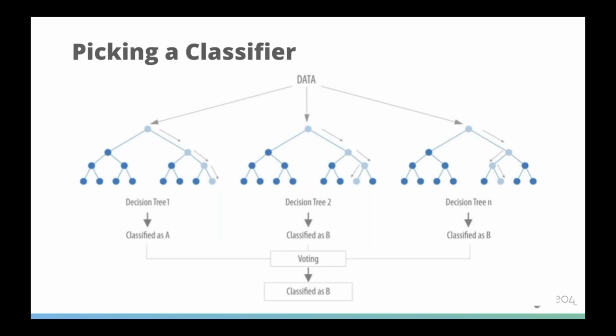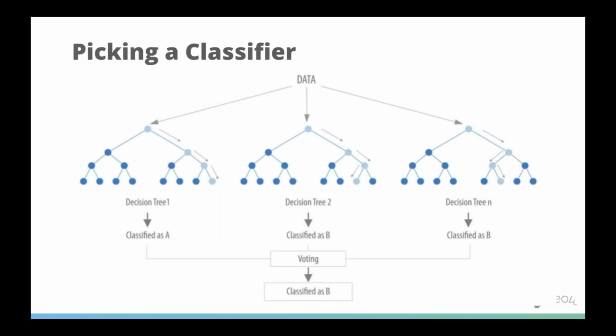And then the idea is that for each prediction, the random forest will say, hey, decision tree 1, what do you think we should do with this row? Decision tree 2, what do you think? Decision tree N, what do you think? And then we take the majority vote, and that becomes our prediction for that row of data, or in this case, that link that we're trying to predict.